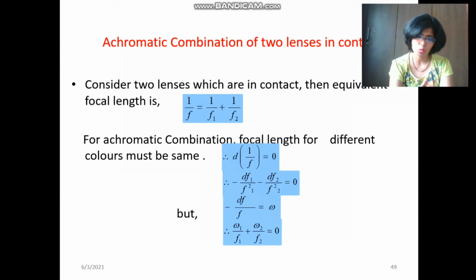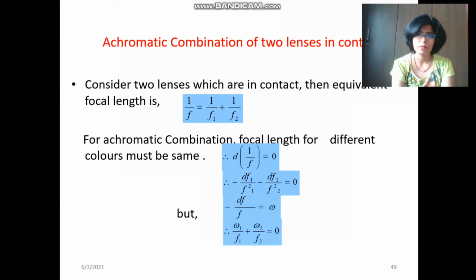Now, consider these two lenses which have focal lengths f1 and f2, and omega 1 and omega 2 may be their dispersive powers respectively. If the two lenses are kept in contact, the equivalent focal length of the combination is given as 1 upon f is equal to 1 upon f1 plus 1 upon f2. But as we know, for the combination to be achromatic, the focal lengths for the different colors must be the same. So d of 1 upon f is equal to 0.